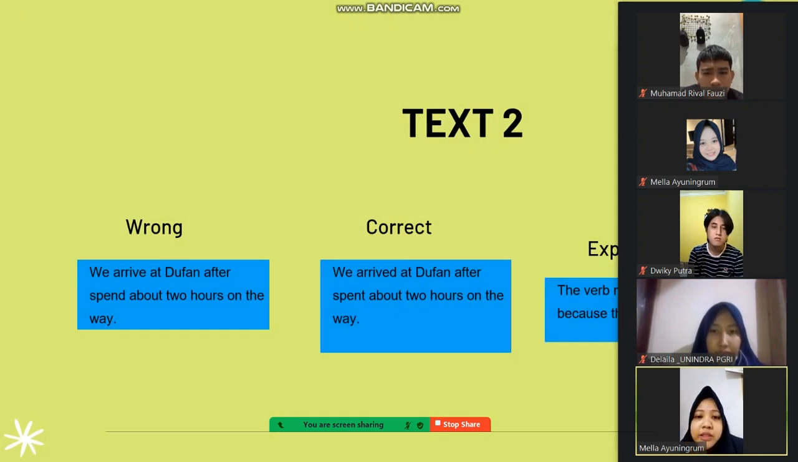The second sentence: we arrived at Dufan after spending about 2 hours on the way. There is a wrong sentence. The correct is: we arrived at Dufan after spending about 2 hours on the way. The explanation: the verb was using verb 2 because the sentence shows past.